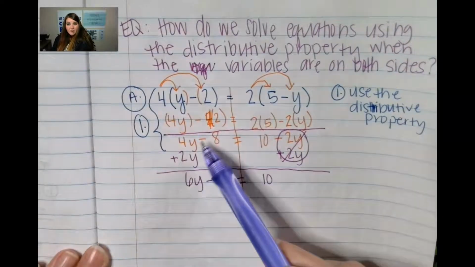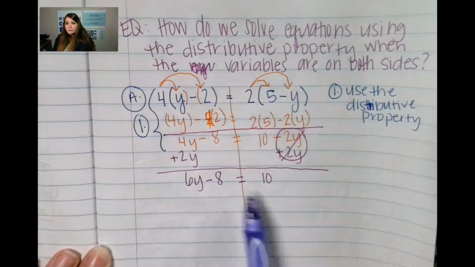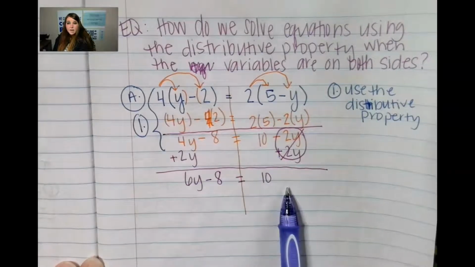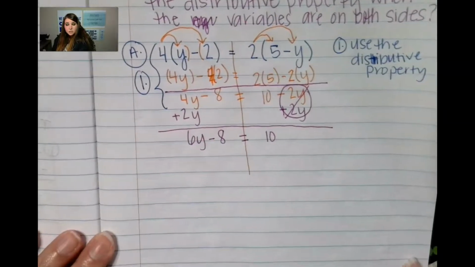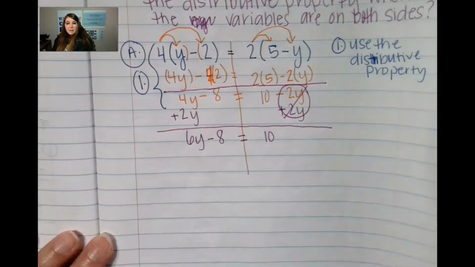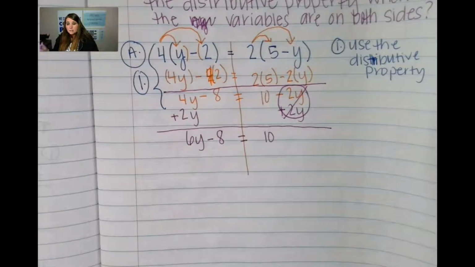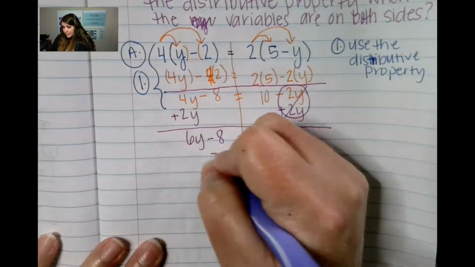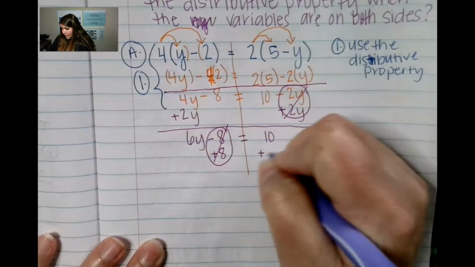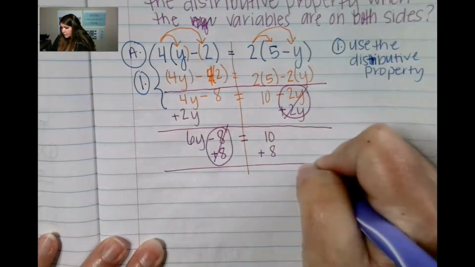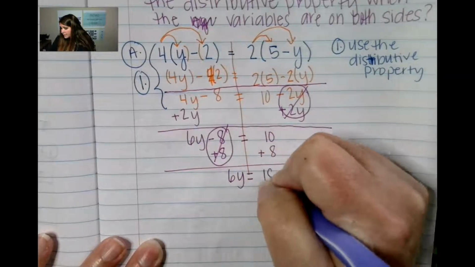Now, I have my letters on one side, but not all of my numbers are on the same side. So I am not done with step 2 yet. Step 2 says that I still need to keep combining things until everything is sorted onto their right sides. So here I had minus 8. I'm just going to add 8 to cancel it. Add 8, and now that zeroes out. So my problem is 6y equals 18.